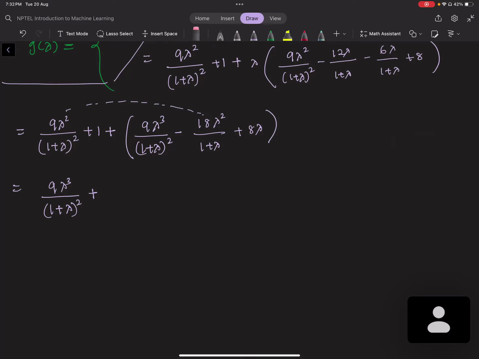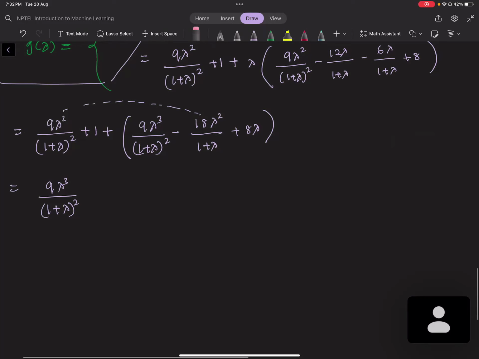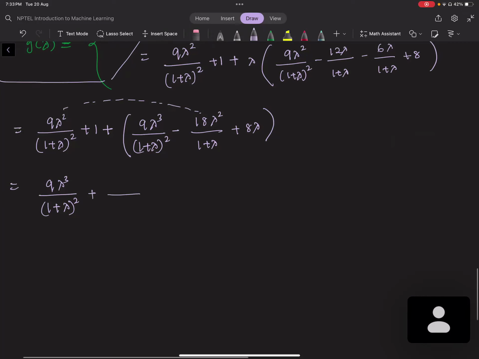So if I add that, the base is not same. Sorry. Yeah, the base is not same, so we can add it, right? So the base will be 1 plus lambda square times 1 plus lambda, so it will be 9 lambda square minus 18 lambda square times 1 plus lambda, and plus 8 lambda plus 1.